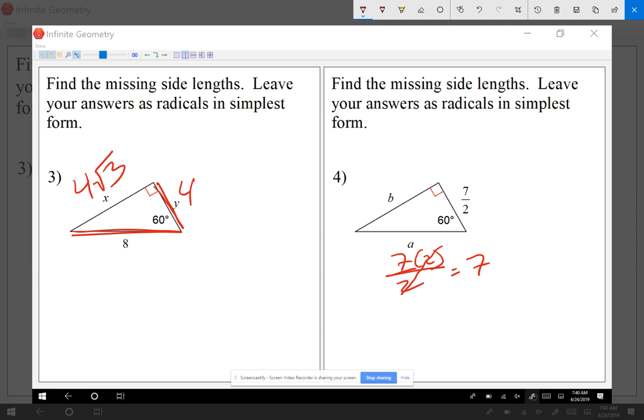In order for me to solve for b, I'm going to start with 7 over 2 to begin with, the short side, times radical 3. So I'm going to put the radical on the top. And those are basically my answers. Any questions on the 30-60-90?